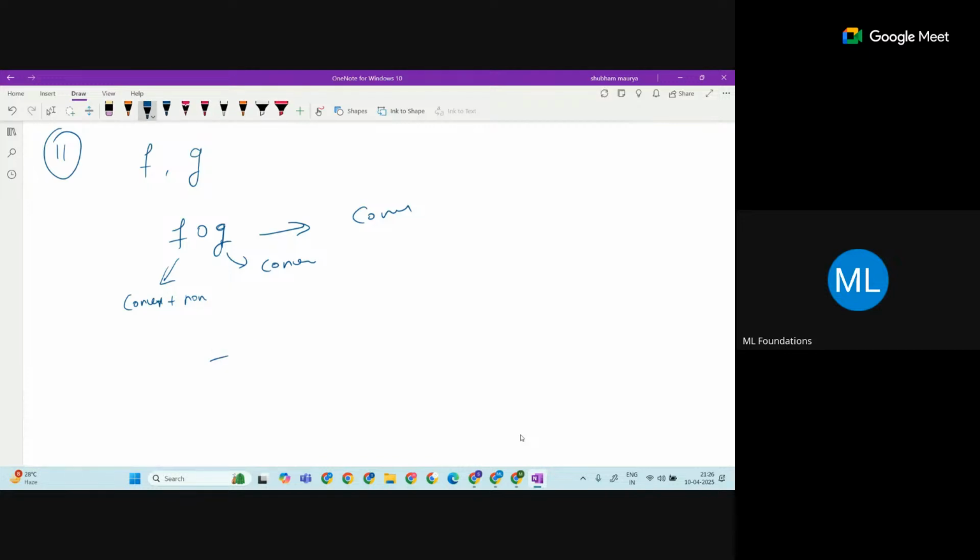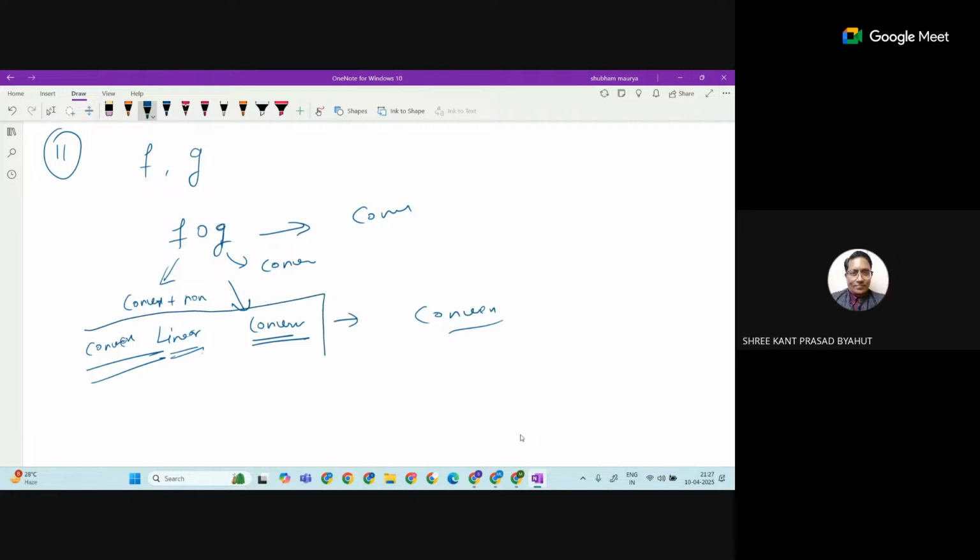The other case is if F is linear and the second one, G, is convex, or just linear. In this case the composition is convex. You can just check it. I think this is just for linear. Convex and non-decreasing is compulsory for F, and G can be convex or non-convex. And the second one, you can check some condition is there. Okay, this is just simple.